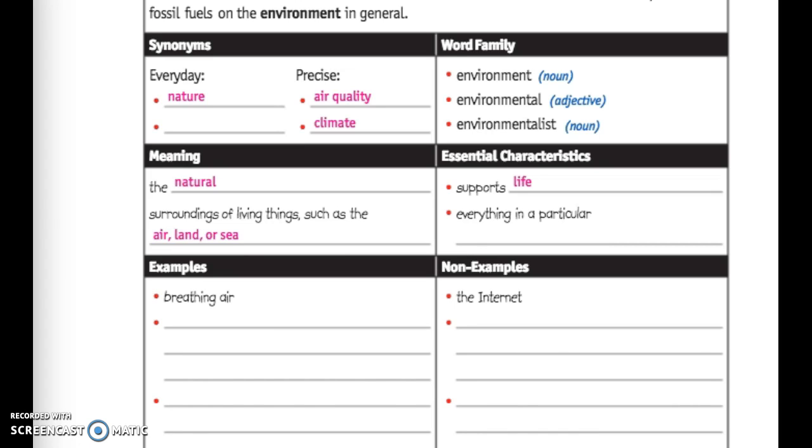Or everything in our particular area. Let's talk about the environment of Mr. Massio's classroom. That's the particular area we're talking about. How is Mr. Massio's environment? Or how is Penicate's environment? All right, that's everything in a particular area. Now let's come up with some examples that have to do with the word environment.